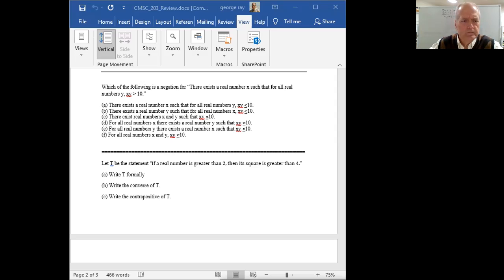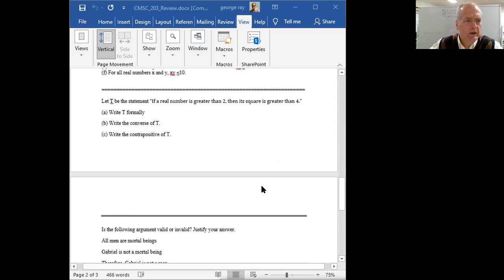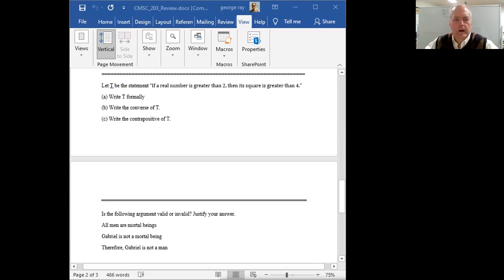Okay, let's go to the ninth question. Let T be the statement: if a real number is greater than 2, then its square is greater than 4. So let's write that out formally, then write the converse of that, and finally write the contrapositive of it.